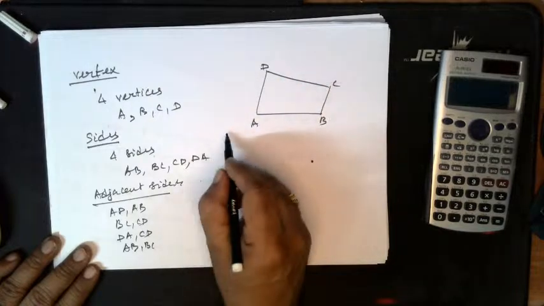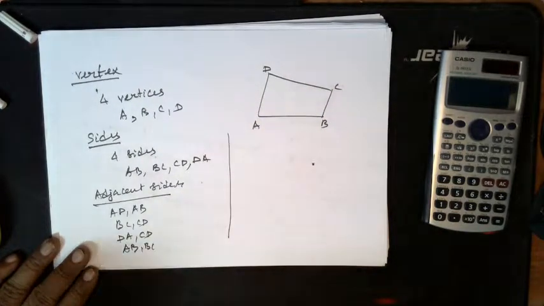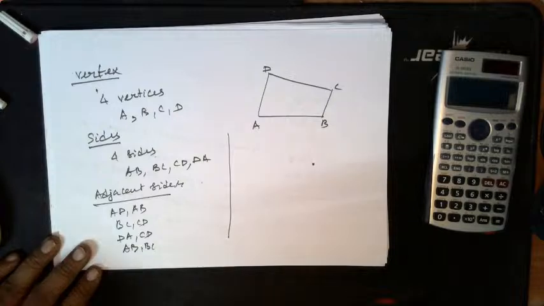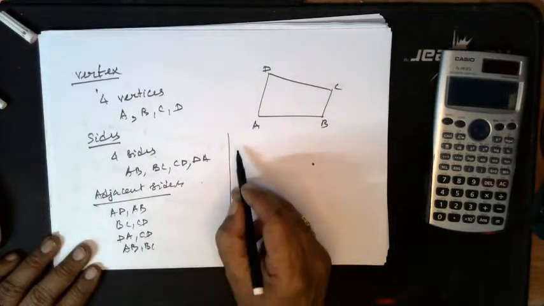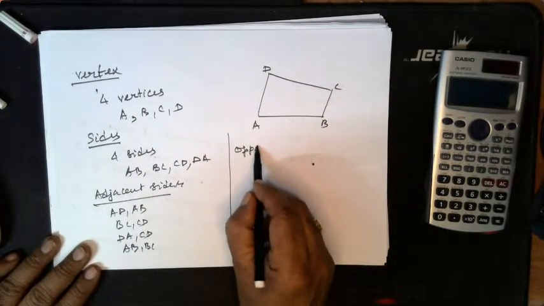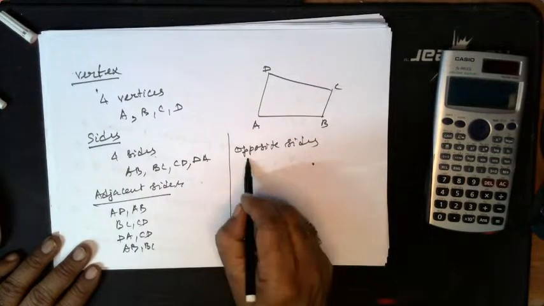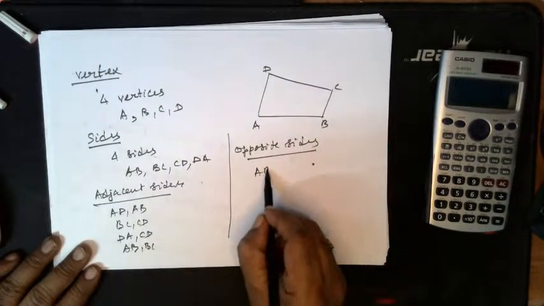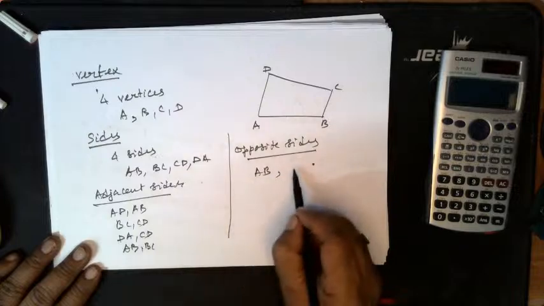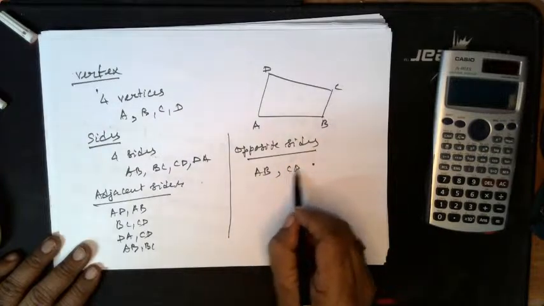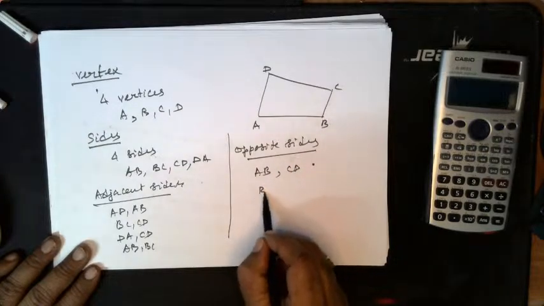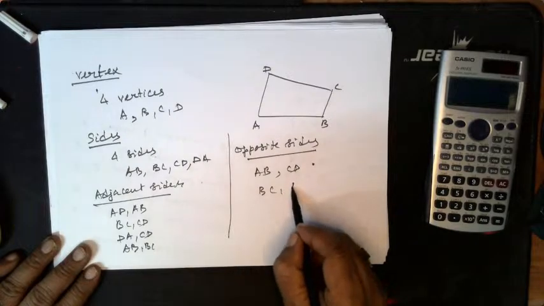So placed nearby, next to that. Opposite side means just opposite. What are opposite sides? You can identify AB is opposite to what? CD. Then BC is opposite to AD. Do you understand?